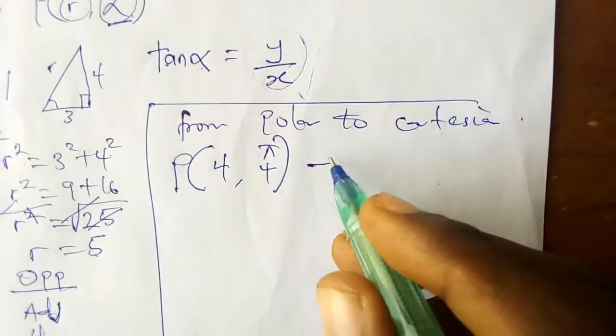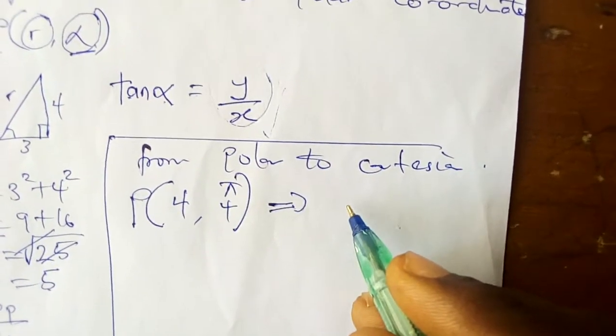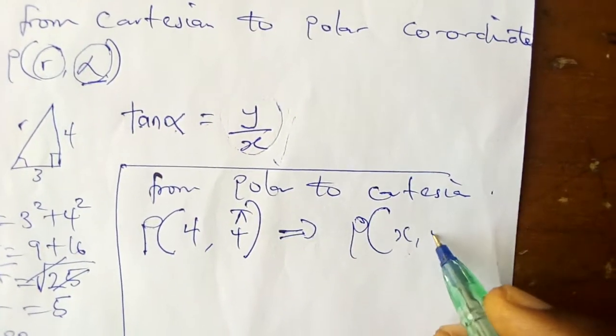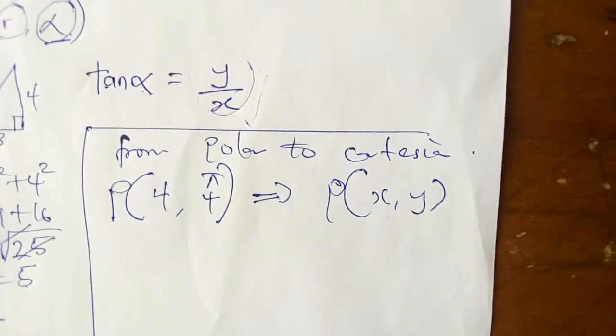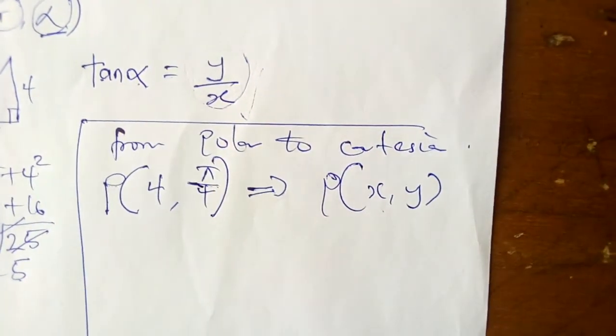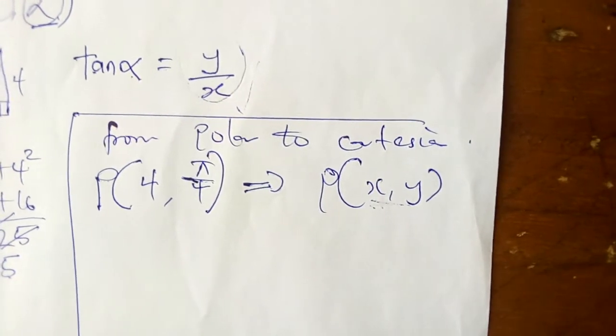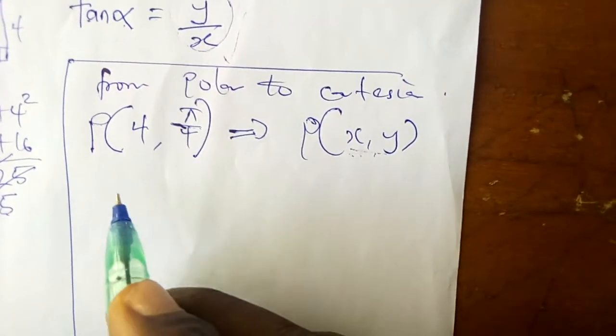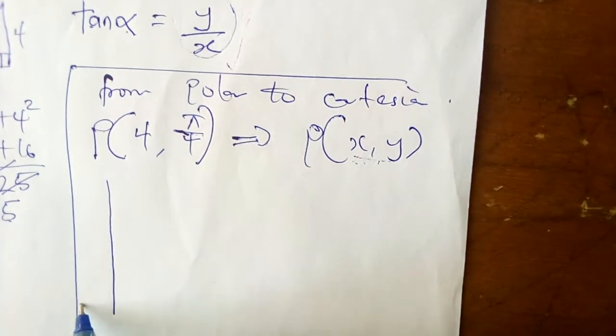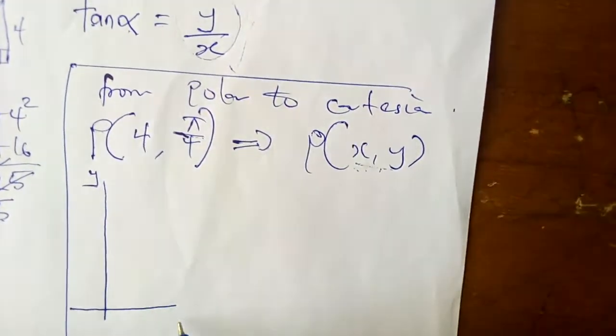I want to change it to something like p into x, y, like this. Now this is angle. I hope you know that. I want to change it to just x and y axis. So now, if you want to change it to that, let us plot a graph for better clarification. This is y and this is x.